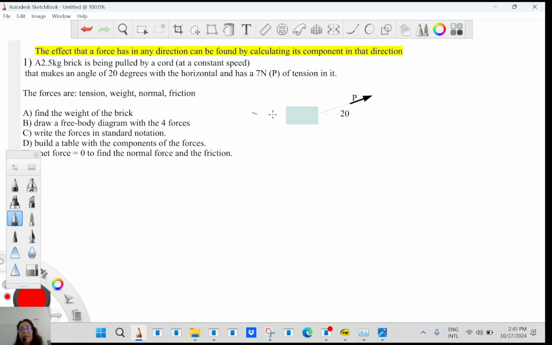Okay, so you have your x-axis here, you have your y-axis. You do it the same. You have to do it. Okay, if you wait for me to do it, you're not really learning. So you have the weight and what's the mass? 2.5. So the weight is straight down, which is 25 Newton.